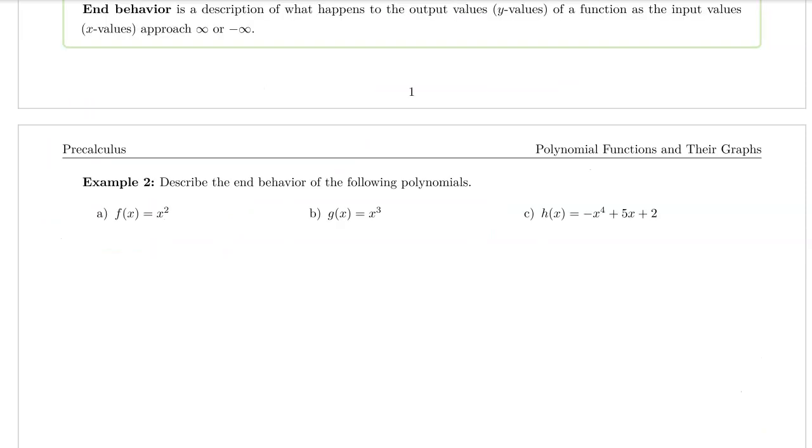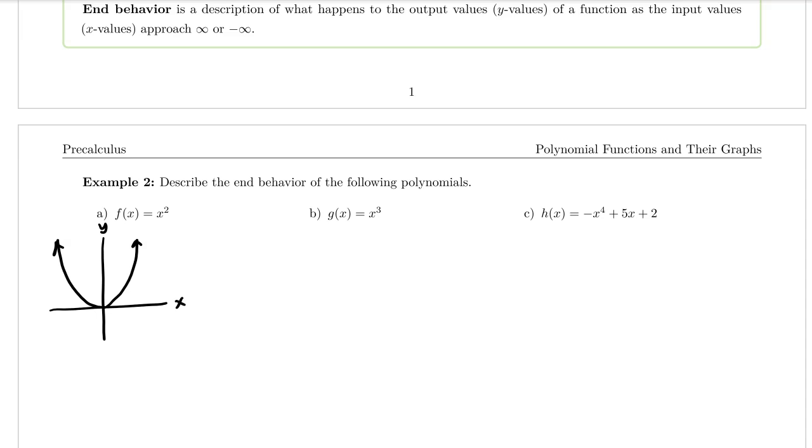Example 2 says describe the end behavior of the following polynomials. In part A, we have f of x equals x squared. Now, if I were to sketch a graph of this, f of x equals x squared is a parabola that has its vertex at the origin. Here's my y-axis, and here's my x-axis.